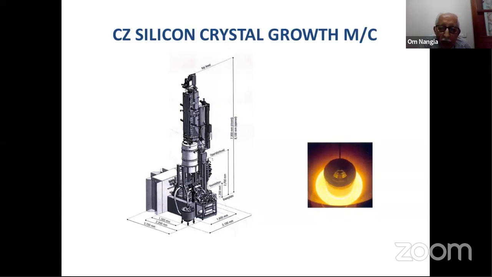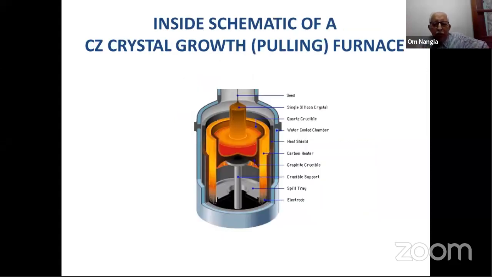Whereas in multicrystalline, we just freeze the silicon melt in a container, and then we make a cast, which is not a crystal, as I have shown you in the previous slide. So this is the crystal at 1420 degrees centigrade. The crystal is being grown. See that crystal, monocrystal. This is the inside schematic of the crystal growth pulling furnace.